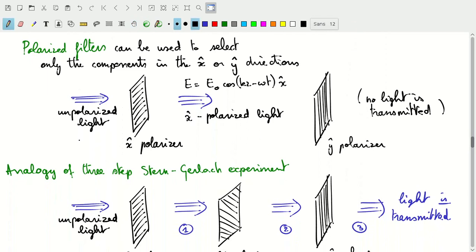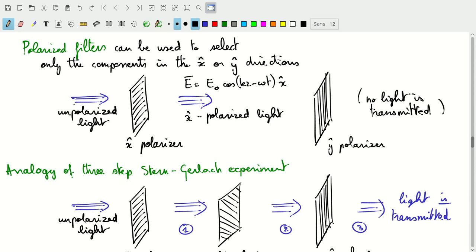So if we have unpolarized light going in, we have an x polarizer filter that will filter out only the electric field components in that x direction. And so if we then were to send this x polarized light through a second polarizer in the y direction, then no light would be transmitted, because there's of course no y component to the light that has gone through the x polarizer.